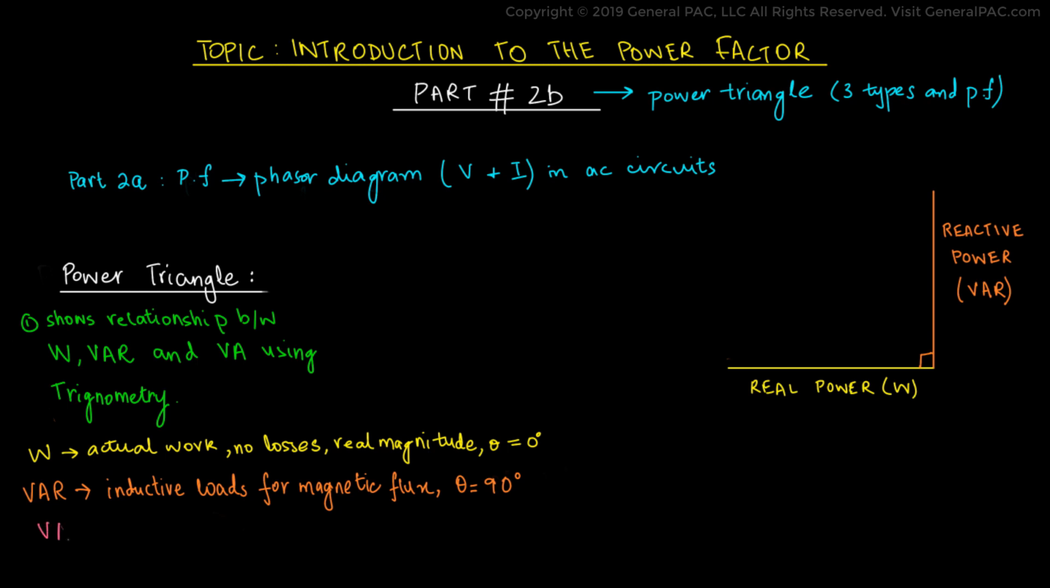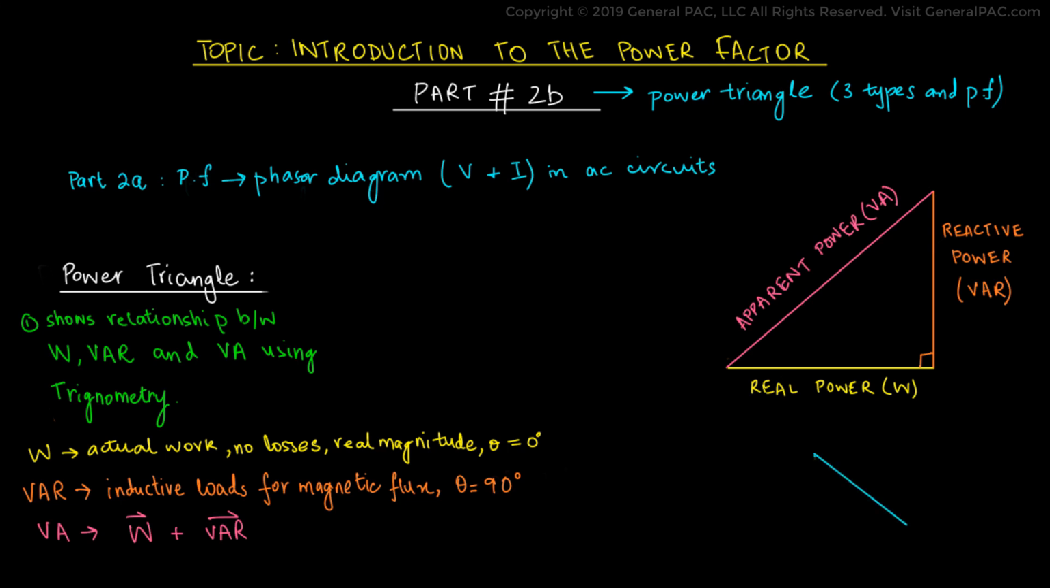Finally, as discussed in the previous parts, the apparent power is the vector summation of the real and the reactive power. Therefore, we shall add both components vectorially in a form of a hypotenuse. This indicates the apparent power.